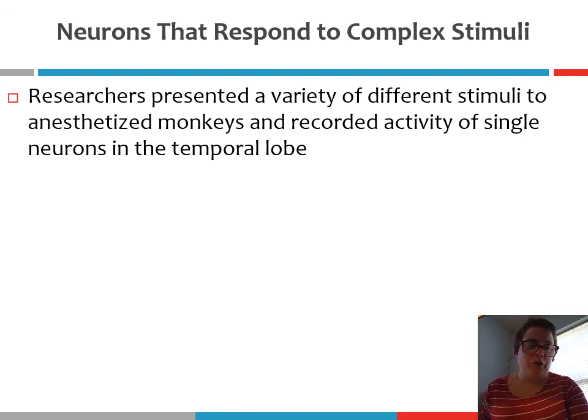Okay. So I'm just going to show you a couple more examples of evidence that there is specialization of function at the level of individual neurons. In another experiment with a similar protocol, researchers presented various types of stimuli to monkeys and recorded activity of single neurons in the temporal lobe. Again, they're essentially asking the question, what makes this individual neuron fire action potentials? What stimulus do I have to present in order to excite this neuron or prompt it to fire an action potential?